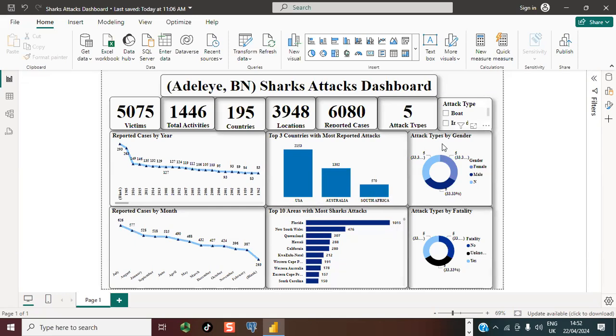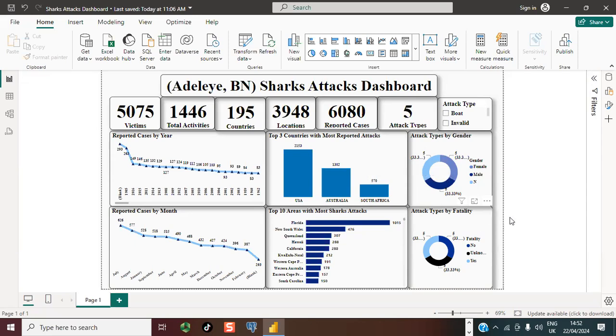Looking at the proportion of attacks by gender, there is not much disparity between male and female, and also attack types by fatality. There is not much difference between those who had fatal injuries and those who had none.